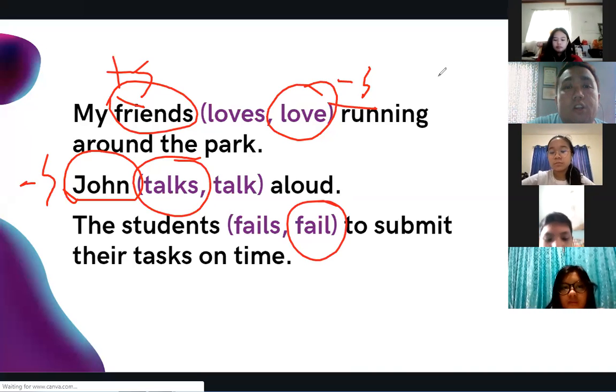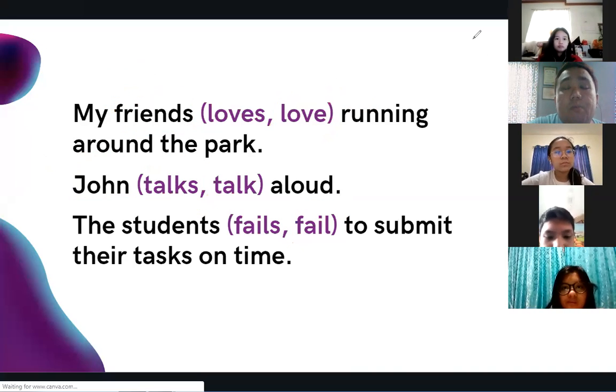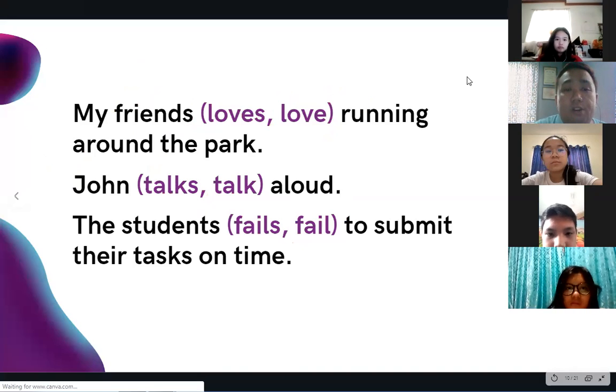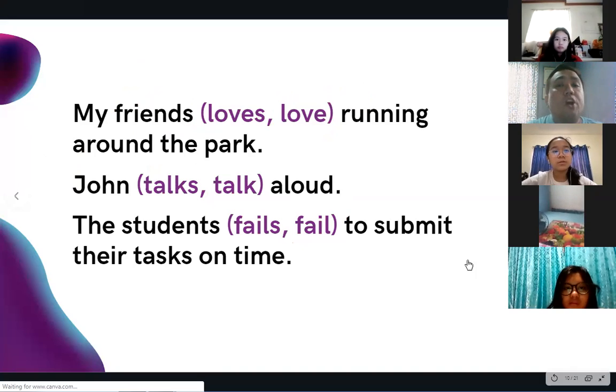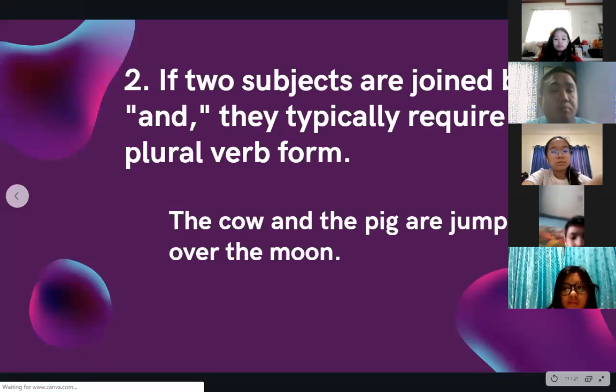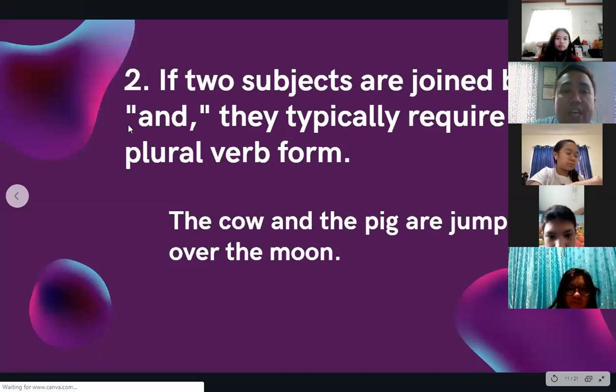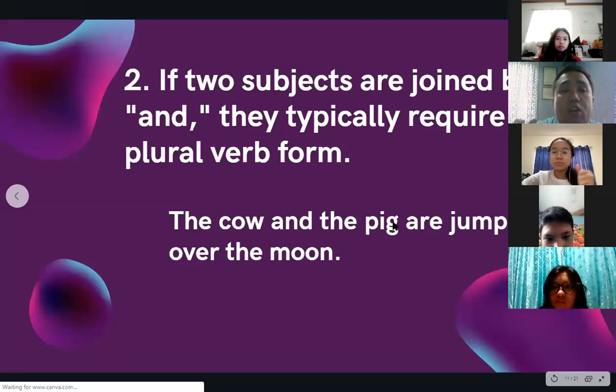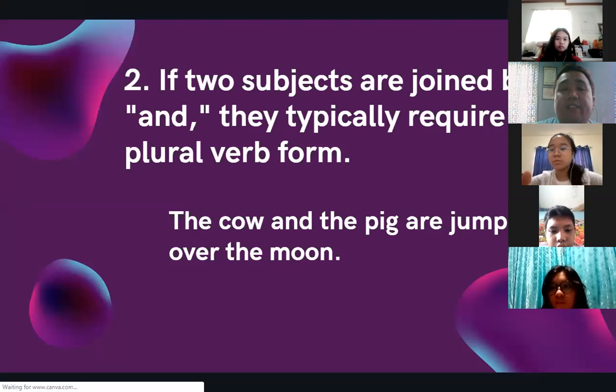So your subject, singular, will take a singular verb. Plural subject will take a plural verb. Let's move on to rule number 2. If two subjects are joined by the conjunction and, they typically require a plural verb form. Or significantly, a compound subject takes a plural form of the verb. Okay? But there are exceptions to this rule.